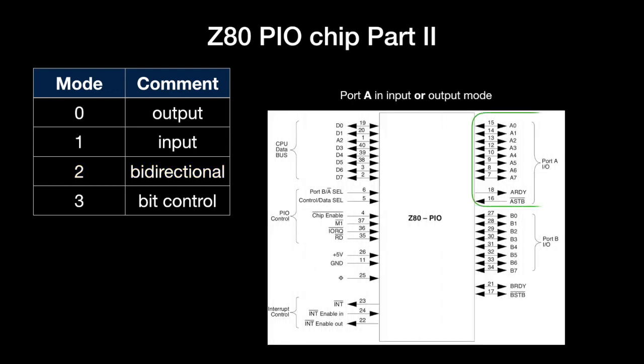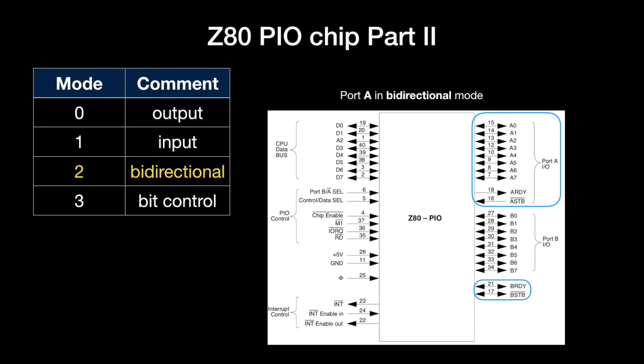But before, I want to do a quick review of what we have already seen. You can put port A in input or output, where all of your 8 lines are either configured for input or output. In both modes, the handshaking lines ready and strobe are used. This is the same for port B. The bidirectional mode does only work on port A.